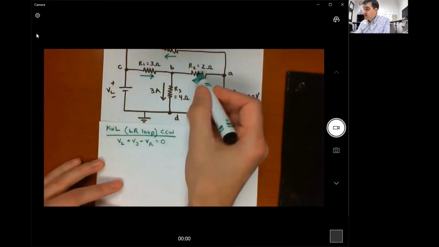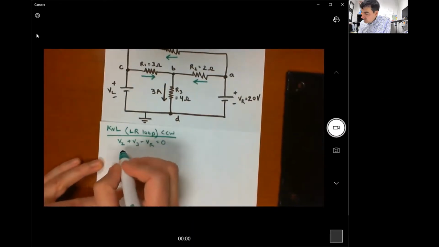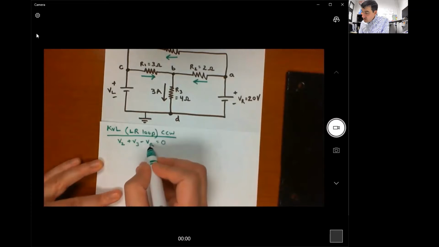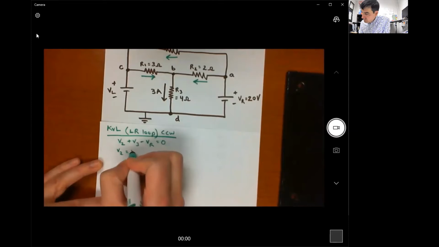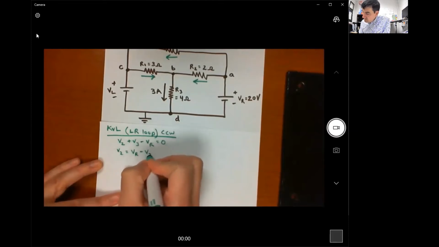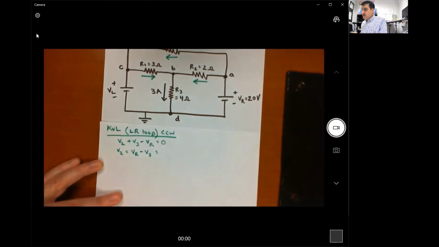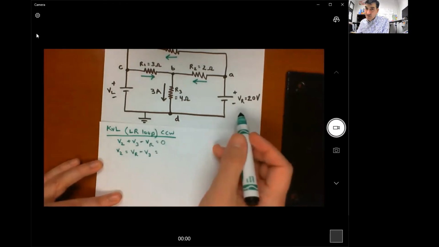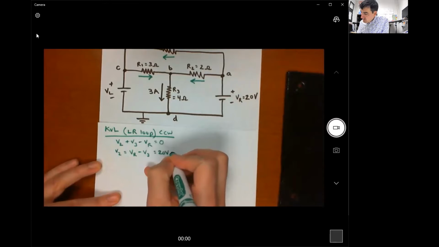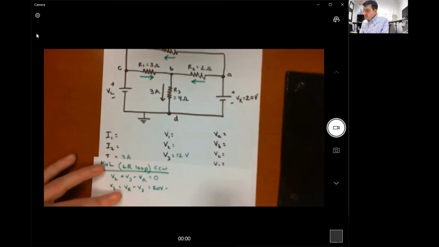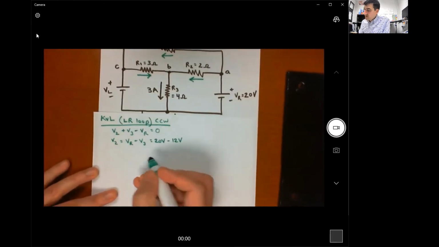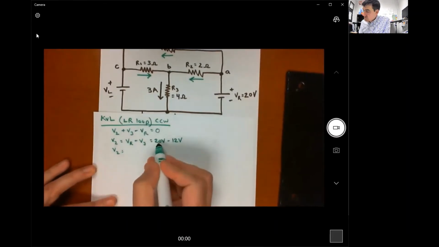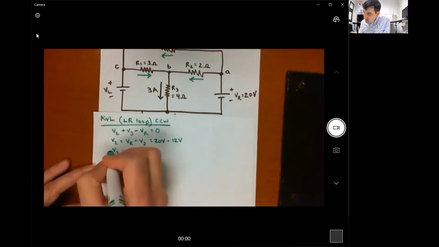I'm trying to solve for V sub 2. That's the unknown, so I want to get V2 by itself. I'm going to add V sub R to both sides and subtract V3 from both sides. So V2 equals VR minus V3, and I know what both of those are. VR was given as 20 volts, and V3 we just solved, and it's 12 volts. So V2 equals 20 volts minus 12 volts, which is 8 volts.